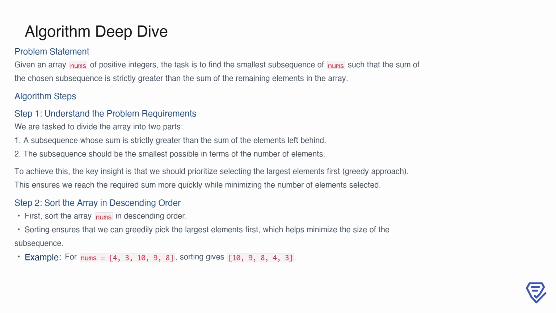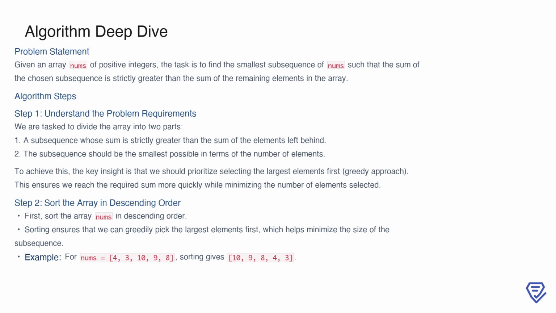The problem requires us to find the smallest subsequence of an array such that the sum of the selected subsequence is strictly greater than the sum of the remaining elements. To solve this, we first need to divide the array into two parts. One part is the subsequence we are building, and the other part is the leftover elements. The goal is to make the subsequence sum larger than the remaining sum using the fewest elements possible.